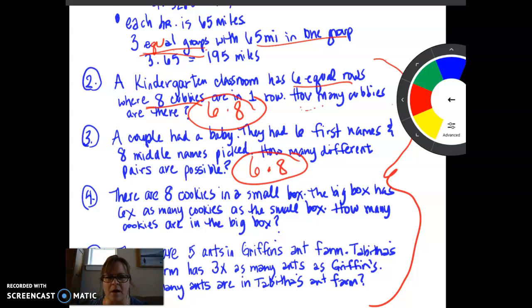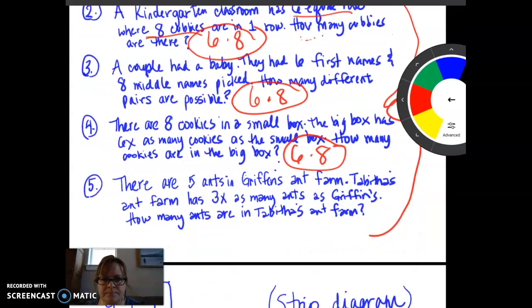So this works for our interpretation of multiplication because the big box contains 6 equal groups of the small boxes, or 6 equal groups where there are 8 cookies in each group. So there are 6 times 8 cookies altogether.